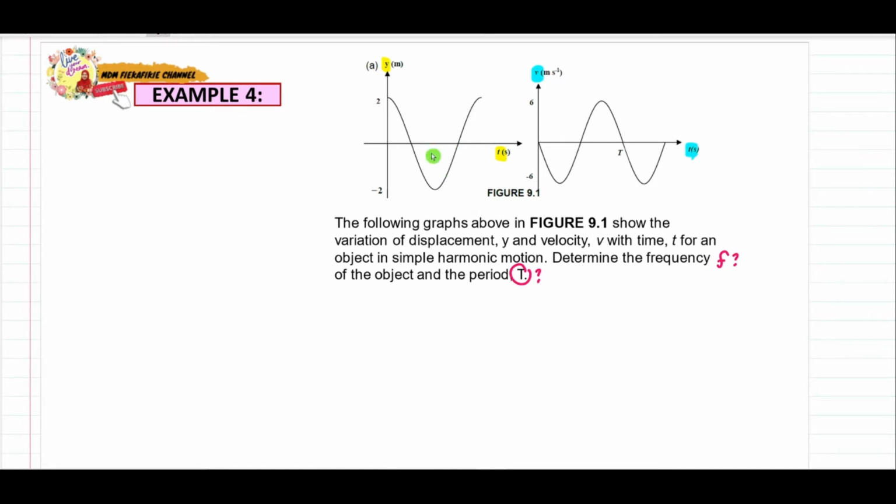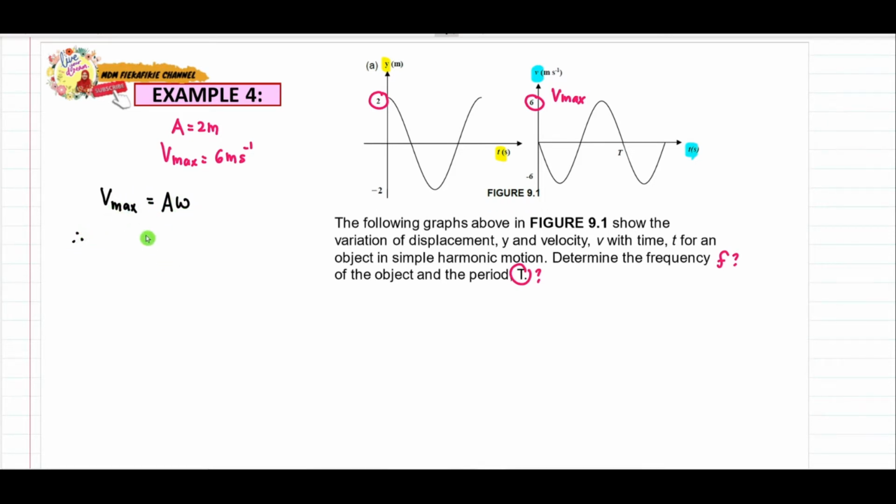So look at here, from the graph, we already know that the amplitude of this Y against T graph is equal to 2 meter. So daripada graph, saya tahu the amplitude is equal to 2 meter. And from V against T graph, we already know that V maximum, here is the V maximum, is equal to 6 meter per second. Always remember that equation of V maximum. Saya tak nak tunjuk lagi ya derivation, saya dah pernah tunjuk sebelum ni. So V maximum is equal to A omega.